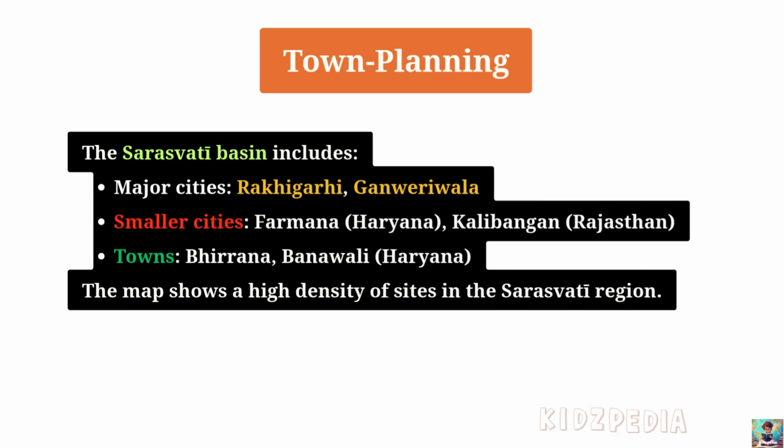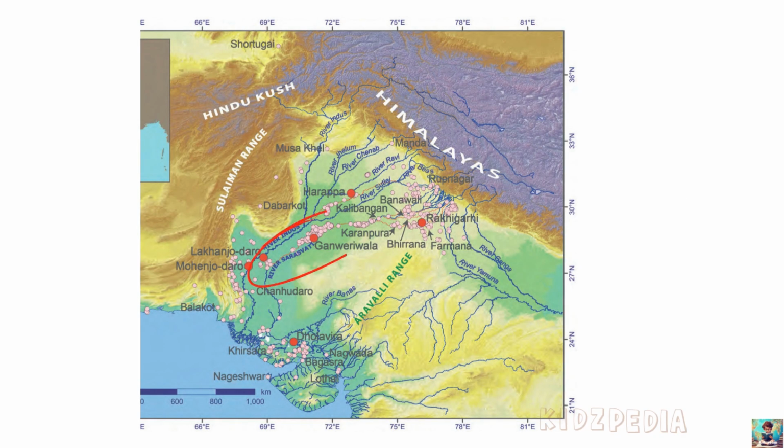And the Saraswati Basin has 2 major cities, Rakhigarhi and Ganveriwala. Several smaller cities like Farmana in Haryana, Kalibangan in Rajasthan, and towns like Birana and Banawali in Haryana. So, the Saraswati Basin is also very important in the Harappan civilization.